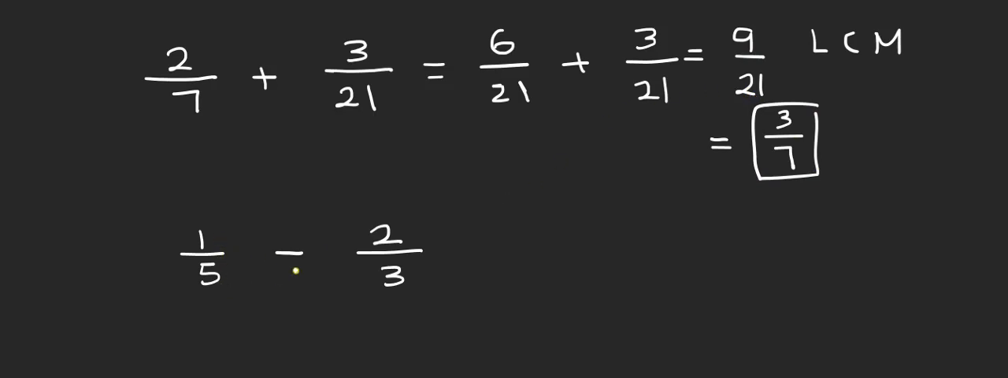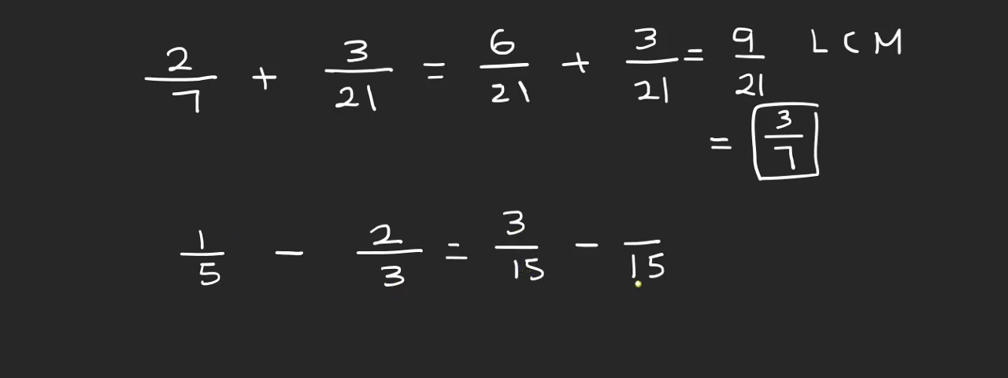What about 1 over 5 minus 2 over 3? What is the LCM, least common multiple? Well, the least number that both 5 and 3 can go into is 15. Now, 5 times what is 15? 3, right? So we have to multiply 3 on top. 3 times 1 is 3. Again, 3 over 15 is the same thing as 1 over 5.